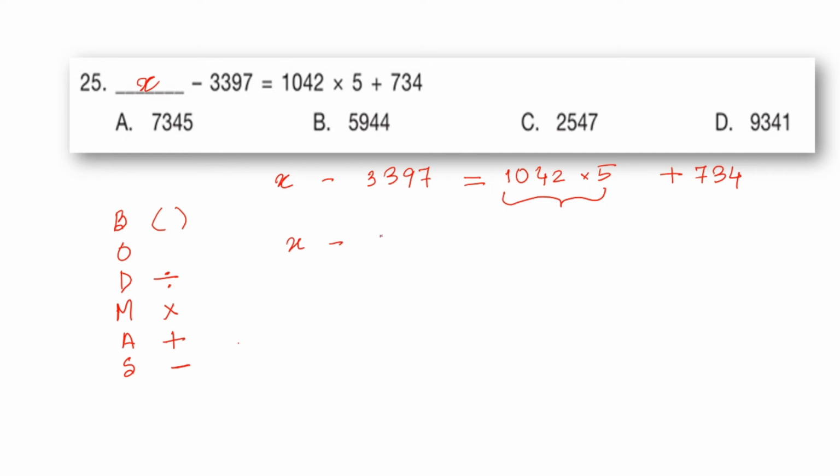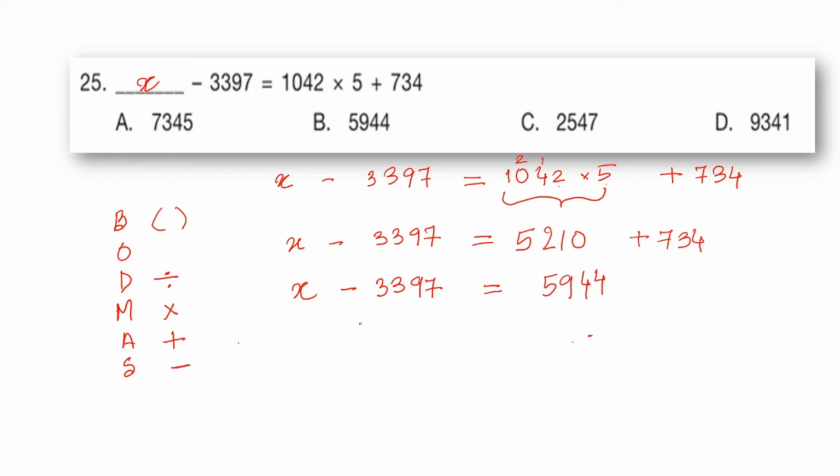So let's do x minus 3397 is equal to, let's multiply this. 5 times 2 is 10, which is 0 carry 1. 5 times 4 is 20 plus 1, 21, so 1 carry 2. 5 times 0 is 0, just 2 comes down, and 5 times 1 is 5. 5210 plus 734. Now still there are two numbers here. Let's solve it further. So x minus 3397 is equal to, let me add the like unit places. 4 plus 0 is 4, 3 plus 1 is 4, 7 plus 2 is 9 and 5 here.